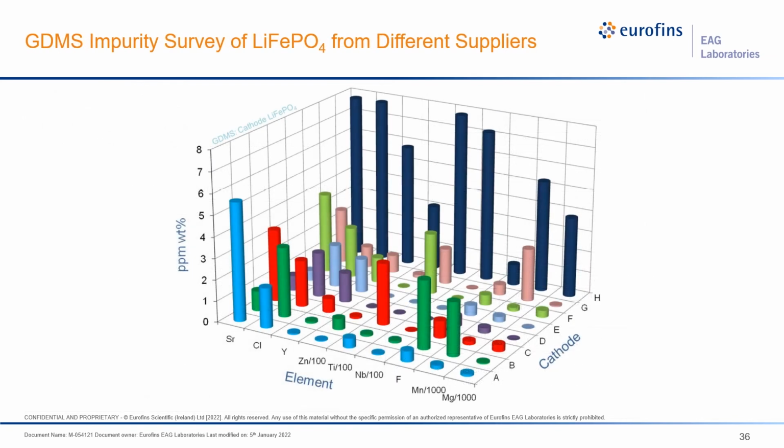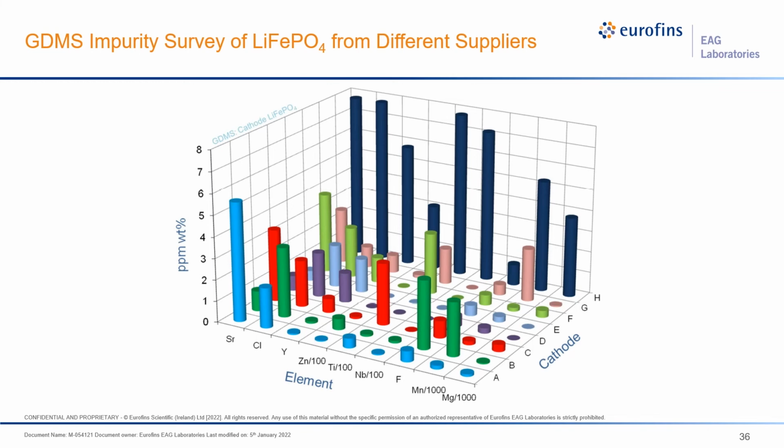Here is an example of why impurity analysis is important. Here's an example of GDMS. You see we have suppliers from A to H for the analysis of lithium iron phosphate. You can see even though the major composition is lithium iron phosphate, the impurities vary from vendor to vendor. And one beautiful thing about GDMS is that if something is there, you will not miss it, even at very low levels.